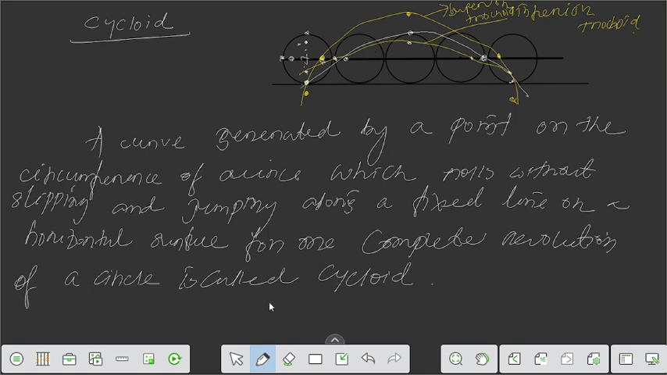Let's complete the family of curve cycloid. Next, our curves are epicycloid and hypocycloid. In the next class we will complete epicycloid, hypocycloid, and the special types of curves, that means Archimedean spiral curve and logarithmic spiral curve. That completes our whole chapter on curves.